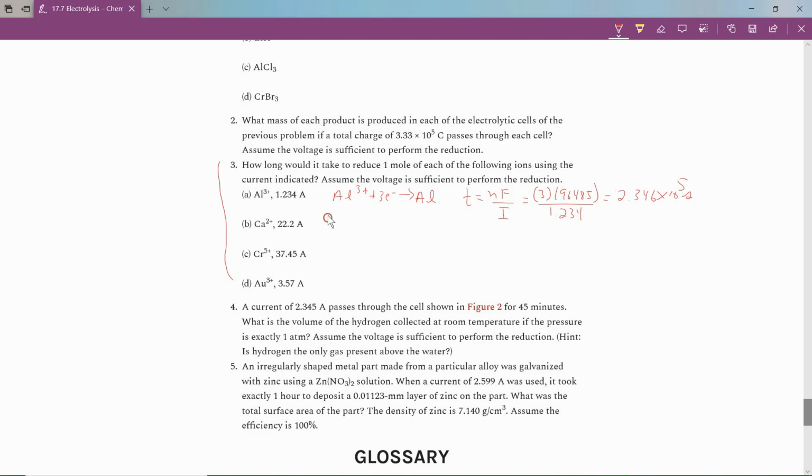The next one, calcium 2 plus plus 2 electrons goes to form calcium. So the time is n. Here we're going to have 2 moles times 96,485 over the current, 22.2. So 2 times 96,485 divided by 22.2 is going to be 8.69. That's 3 sig figs. 8.69 by 10 to the 3 seconds.